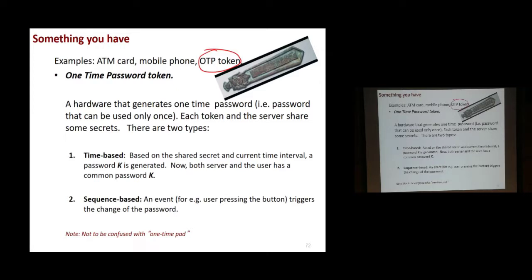The OTP token is a piece of hardware that generates a one-time password. The OTP is a one-time password, which is different from a one-time pad. A one-time password can only be used once. The popular tokens are based on two types. One is time-based. When you press the token, a number appears, the OTP. That OTP stays fresh for only a few minutes, let's say 2 minutes, and is only valid for 2 minutes.